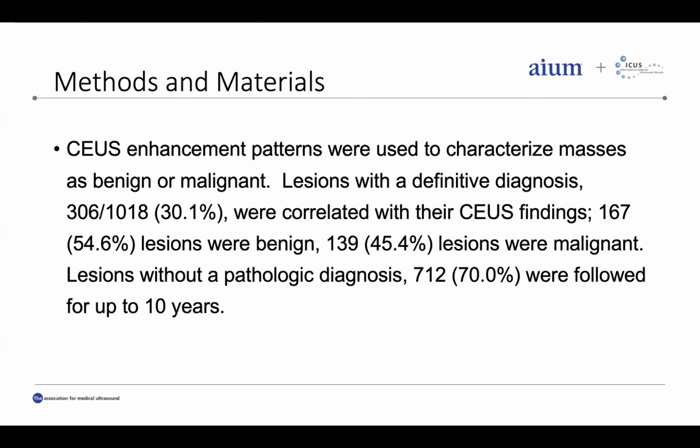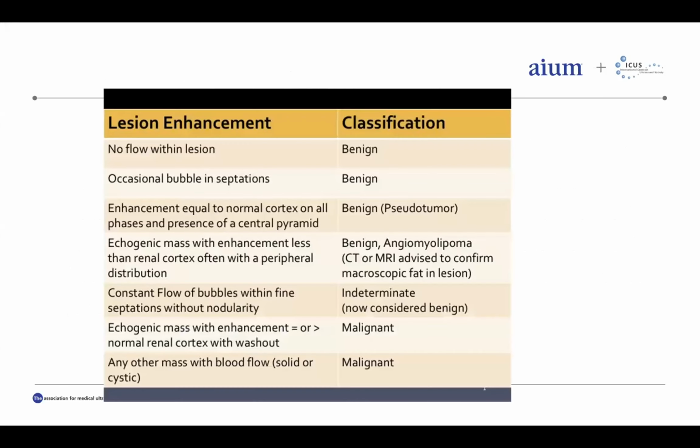And we used ultrasound enhancement patterns to characterize these masses as benign or malignant. Lesions with a definitive diagnosis, meaning they went to surgery, angiomyolipoma had fat on CT, or they were aspirated and found to be benign. We had 306 that we had a definitive diagnosis. 167 of those were benign and 139 were malignant. We had 7 and 12 that we've now followed for over 10 years.